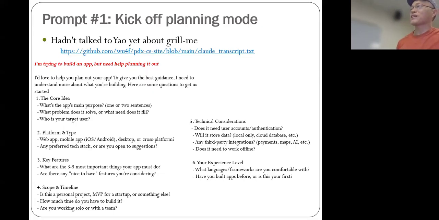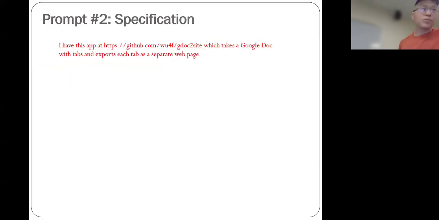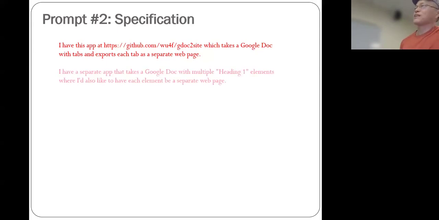So yeah, it's like, what is your idea? This is because I gave it very little, so it needs all of this. Then this took 10 seconds to do. So this is what I tell it. This is the specification. I have an app that takes a Google Doc and exports each tab as a web page. That was the first thing. I have a separate app that takes a Google Doc with multiple heading 1 elements, where I'd also like to have each element be a separate web page. So this is Andrew's Chrome extension. I have no access to this Chrome extension.